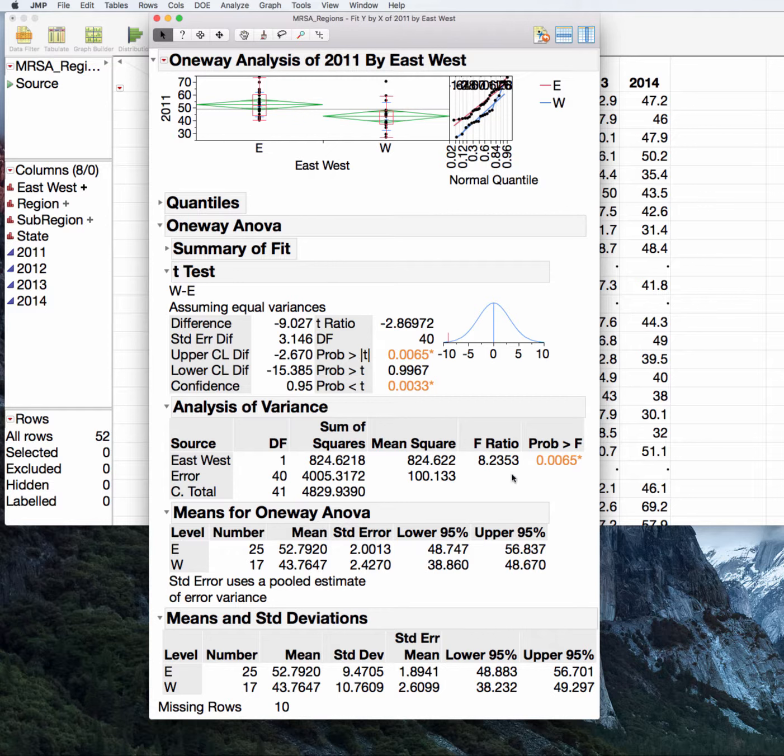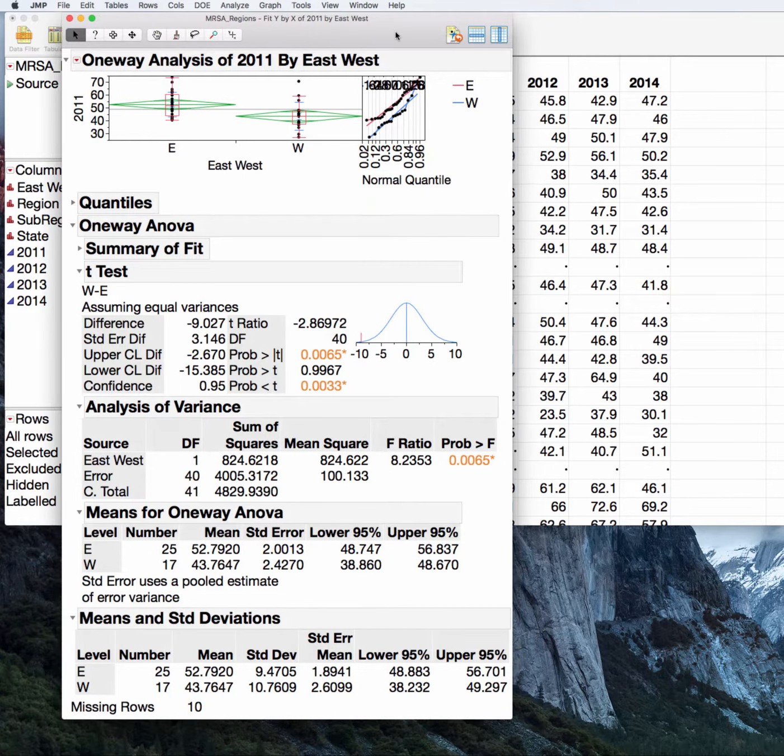What you would also notice is that if you took the square root of 8.2353, you would get 2.86972. If we have a one-sided test, we can then align our alternative hypotheses with the t-test to obtain the appropriate one-sided p-values here. If you wanted JMP to do west minus east, then you have the results here.